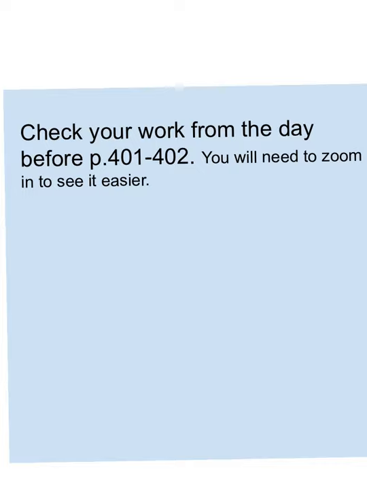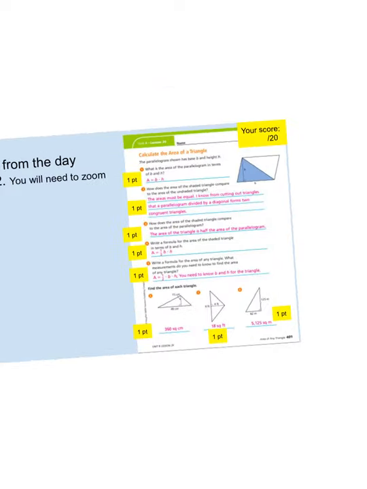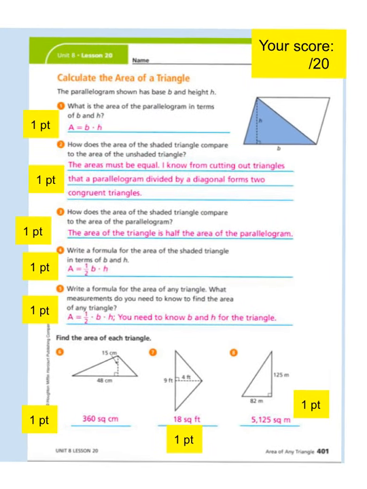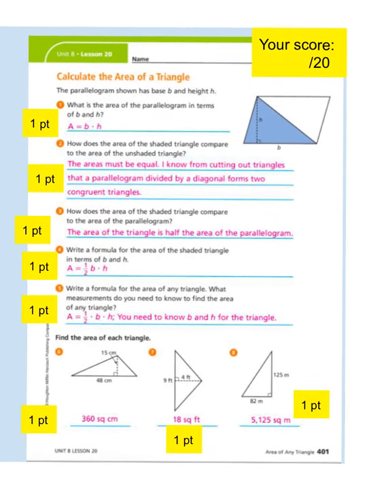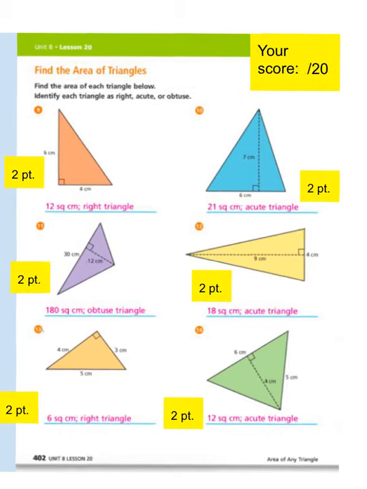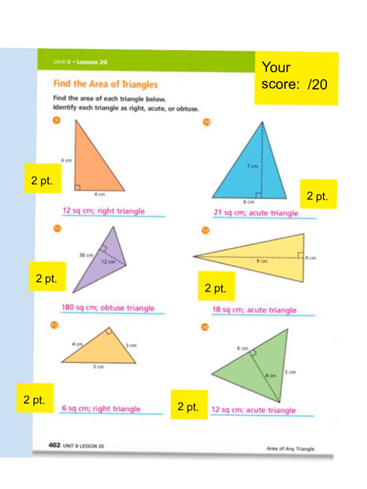The first thing you're going to do is check your work from page 401 and 402. You're going to need to zoom in to see it closely. There are 20 points on this page. They are both scored together as we usually do. And here we continue to correct our work. These are worth 2 points each.